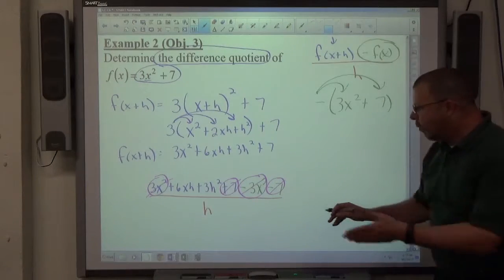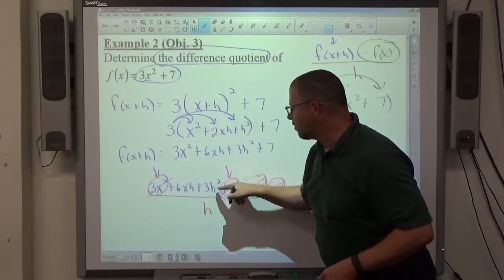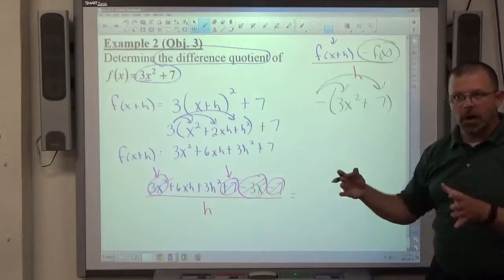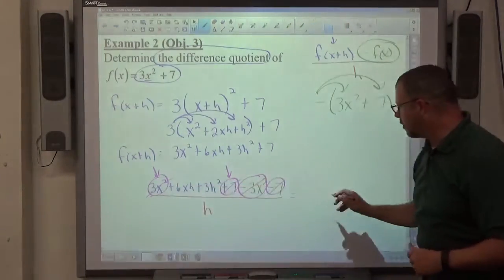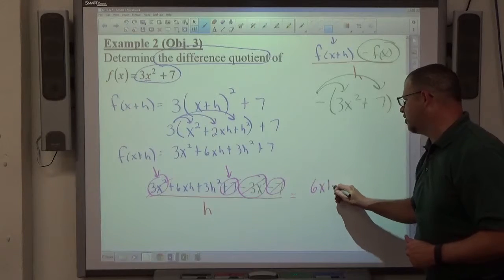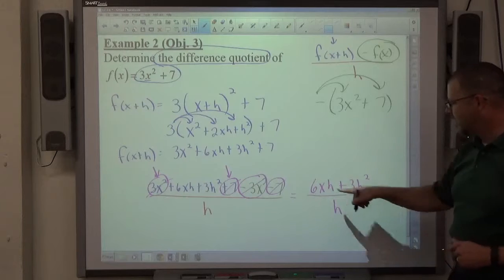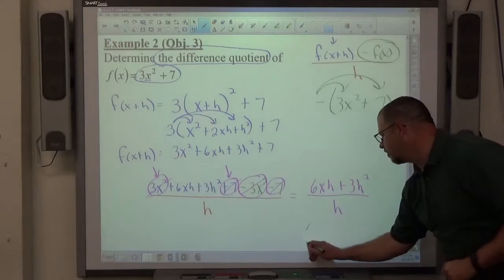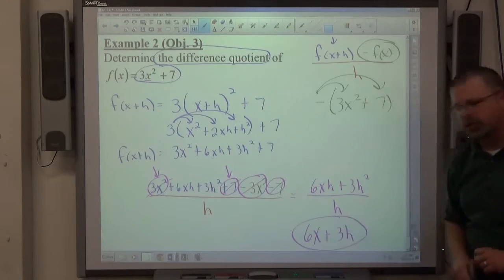All right? And once I cancel out, you see f of x always lives in f of x plus h plus a couple extra terms. All right? So f of x should always go away. What's left is a bunch of terms containing h. So I get 6xh plus 3h squared all over h. And since every term contains the letter h, division by h is legal. So I end up with 6x plus 3h as my difference quotient.